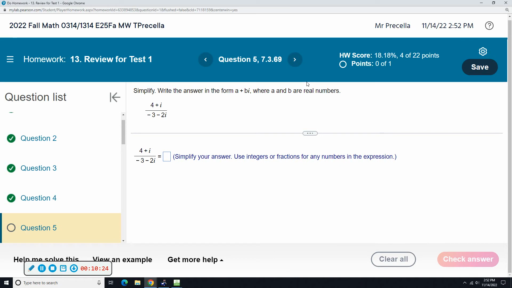Simplify, write your answer in the form a plus bi. It looks like we're dividing complex numbers. Let me write the problem down: 4 plus i all over negative 3 minus 2i. 4 plus i divided by negative 3 minus 2i. Switch back to my paper.